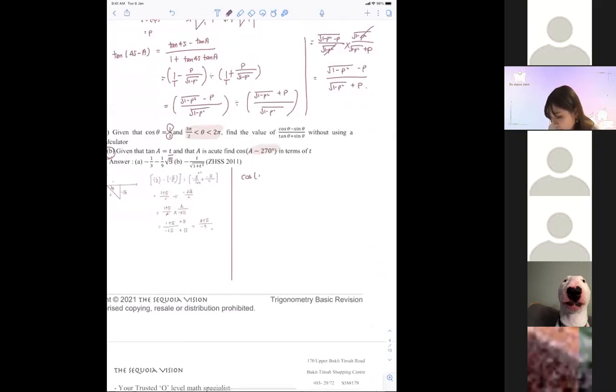So cosine A minus 270, this is not a special bracket. You must expand. So cosine A cosine B plus sine A sine B.